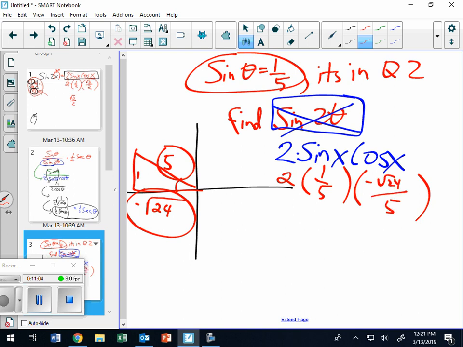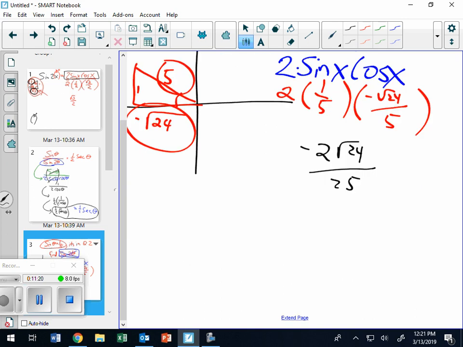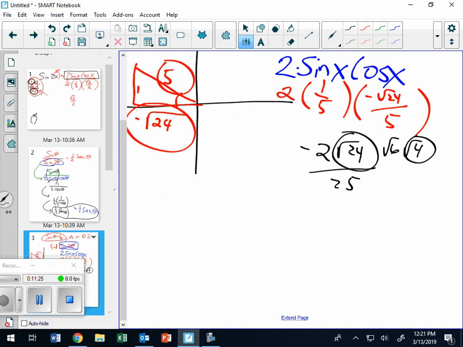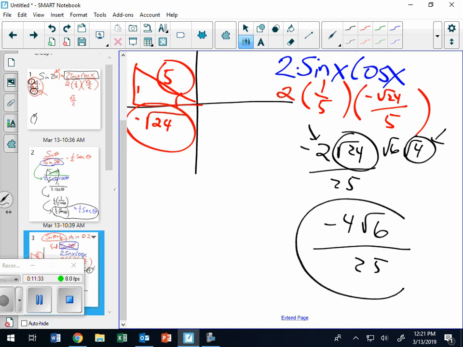And I know some people would have just left it this way. You definitely lose points. Some people who put it together thought they were doing a pretty good job, still lost points. Why? It's not simplified all the way. What's the square root of 24 break into? Root 6, root 4, which is really 2. 2 root 6, negative 2. Put the 2 and the negative 2 makes negative 4 root 6 all over 25. Yeah, it is easy to forget that simplifying.